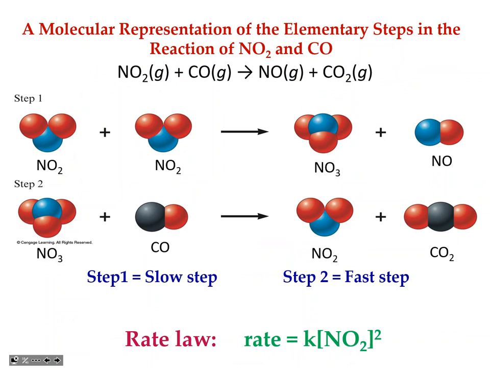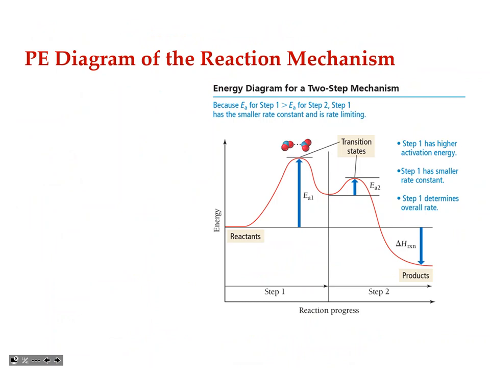It's very easy when the slow step happens to be the first step. It gets a little bit more complicated when the slow step is actually the second or the third step. We'll get there.